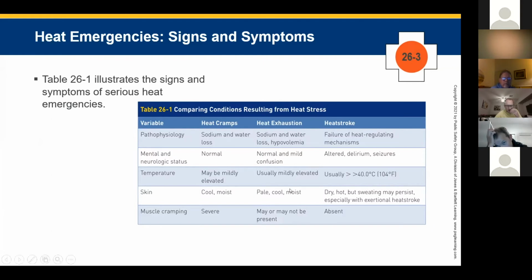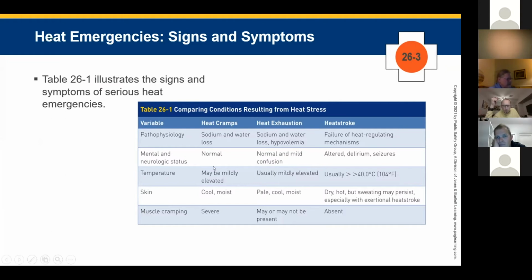Temperature, yes, it's mildly elevated. So what do you think the temperature would be? Probably between 38 and 40, I would guess. So would you have a concern for heat exhaustion, especially with that temperature? Is that elevated? Yeah. Okay.